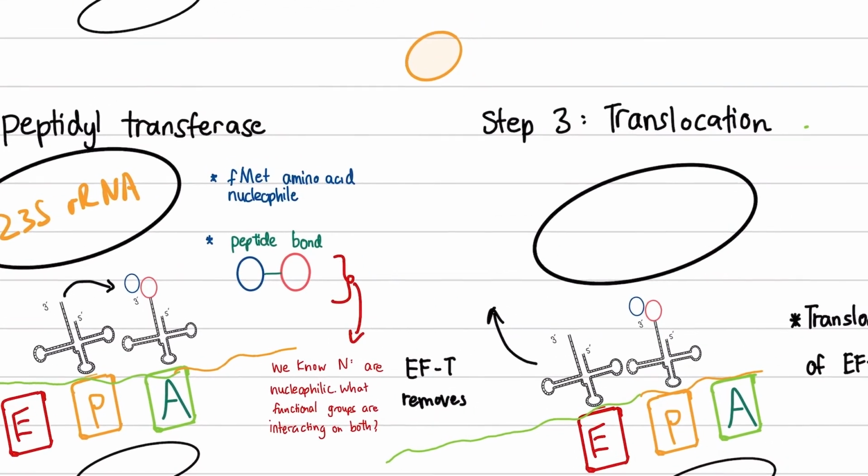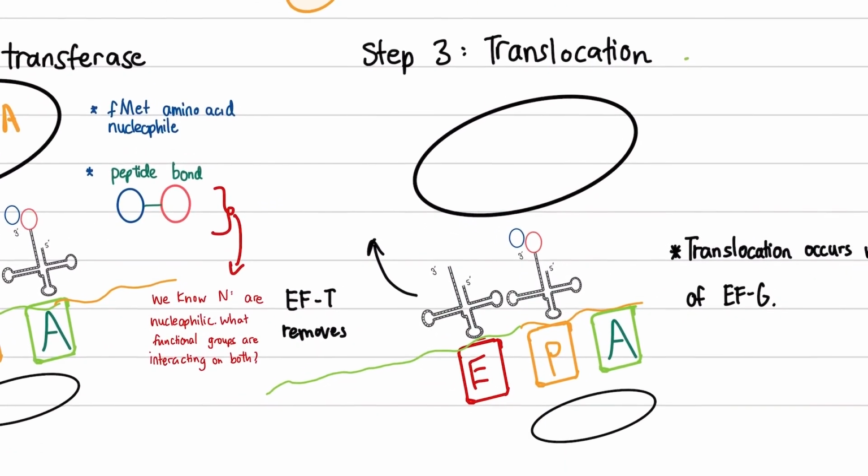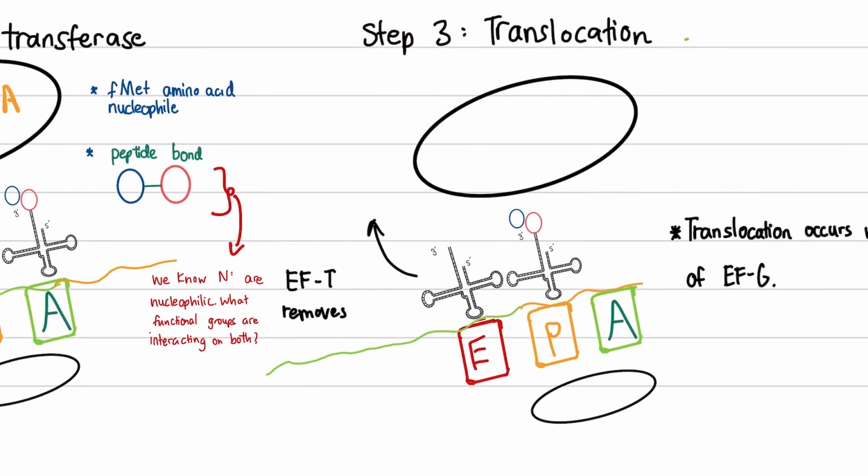The last step is called translocation. Translocation is when we have the movement of the tRNA. What's going to happen is the first tRNA is going to move to the second site, and the second tRNA is going to move to the E site. And you might be asking, why do we need the first tRNA to be on the E site?